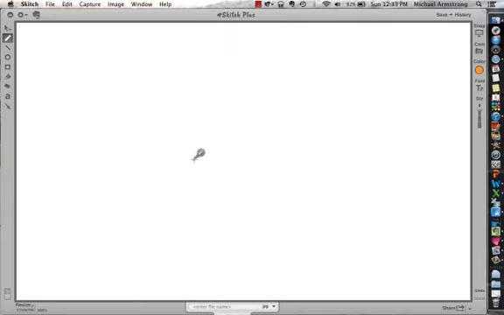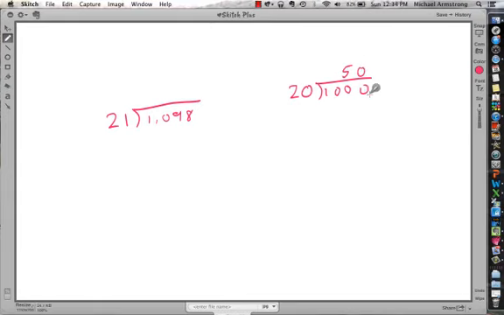I guess we probably should try just one more problem, just for fun. 21 into 1098. Alright, so this is a pretty easy estimate also. 2 goes into 10. Okay, so we're going to just go 20 into 10,000. And that's going to be 5. 5 times 20 is 100. Add our 0. 50 times 20 is 1,000.